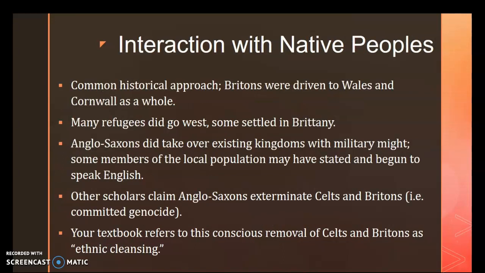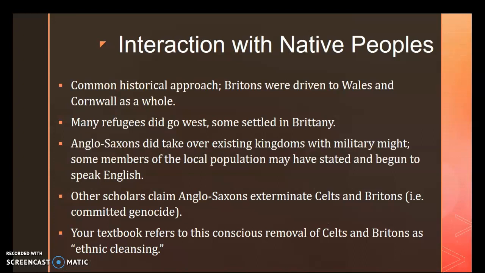Okay, so when the Angles, Saxons, and Jutes first arrived, their interaction with the Celts and Romanized Britons was not peaceful at all. Anyone who could adapt to the Anglo-Saxon rule did, while others were either killed or driven to the hinterlands, Wales, Cornwall, and Scotland. This conflict has been referred to as genocide or as ethnic cleansing, as your textbook called it.